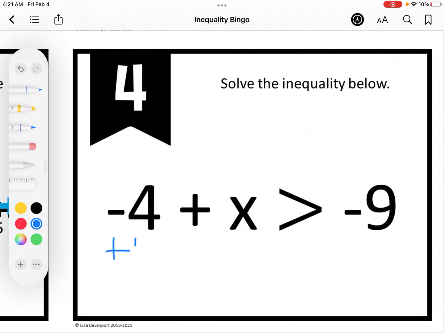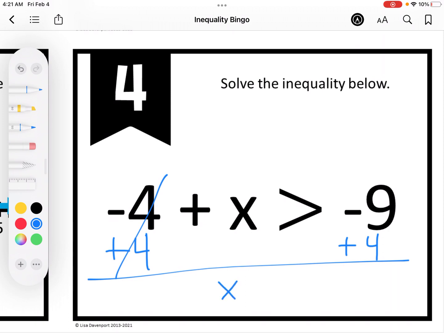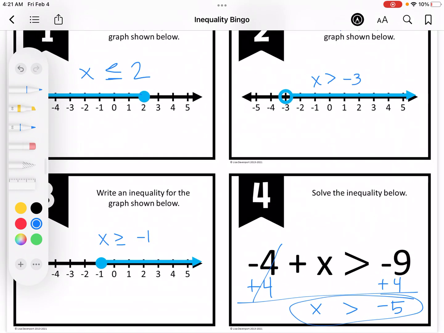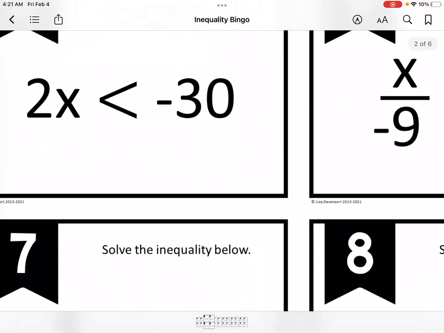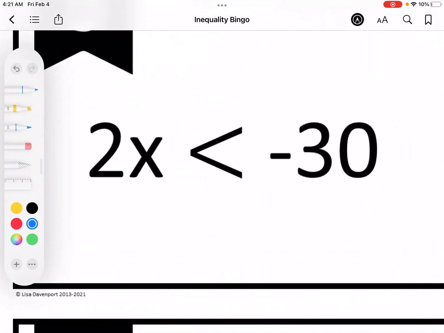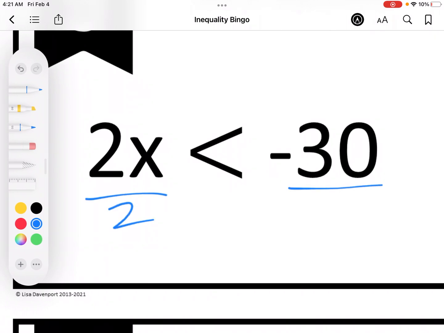So to solve a one-step or any inequality, we do it the same way we would do an equation. We create zero pairs on each side, and we bring down our inequality, except when we're multiplying or dividing by a negative number. And when we get to that, we'll talk about it.